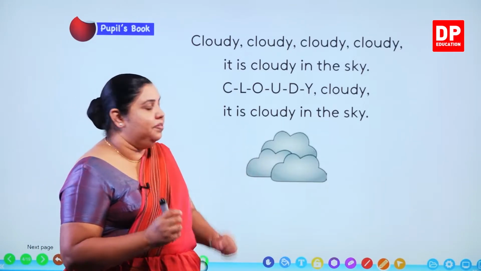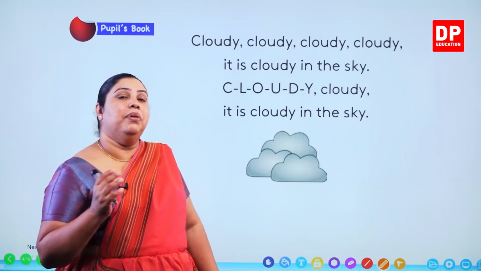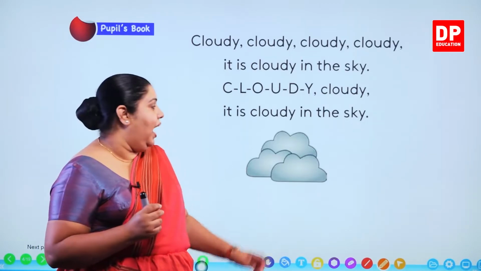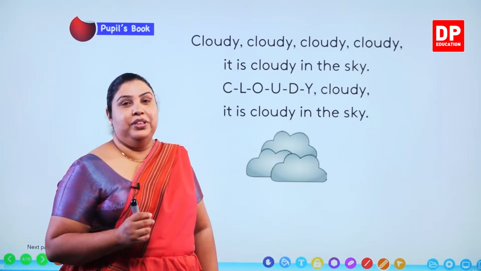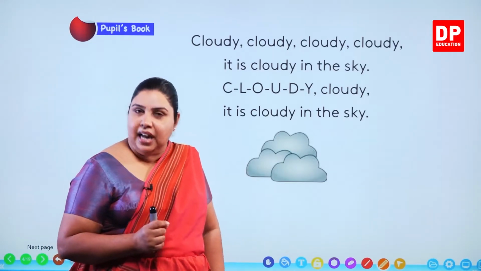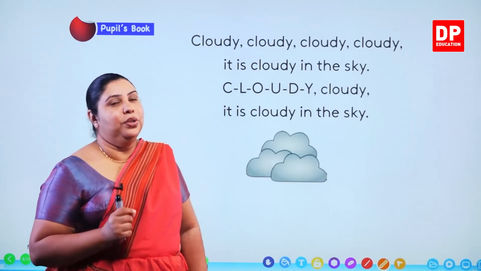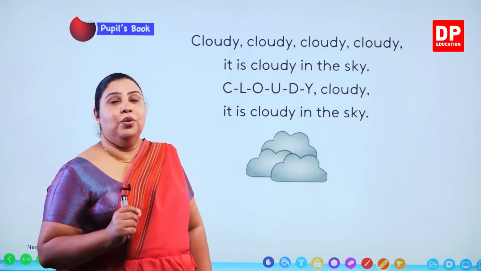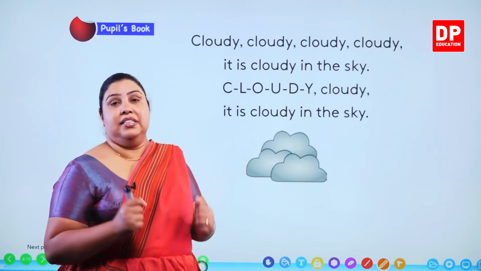Now in this we have not very bright colored clouds. They are a little dark. So they are dark clouds. So at what time do we see dark clouds? As I told you, we will see dark clouds before it rains.